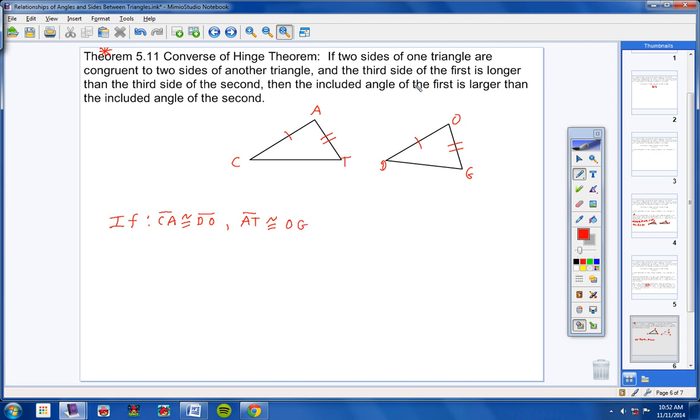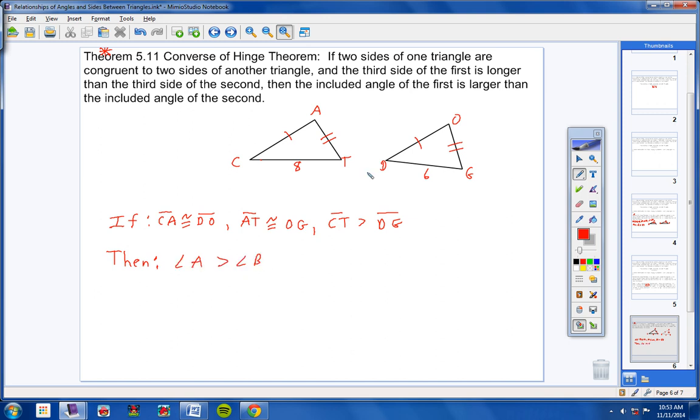And the third side of the first is longer than the third side of the second. So this side here, we'll call it a length of 8, and we'll call this a length of 6. So CT is greater than DG. Catch your if. Then what do we know? The included angle of the first is larger than the included angle of the second. It's not rocket science, guys. It's pretty simple. Angle A is greater than angle B.